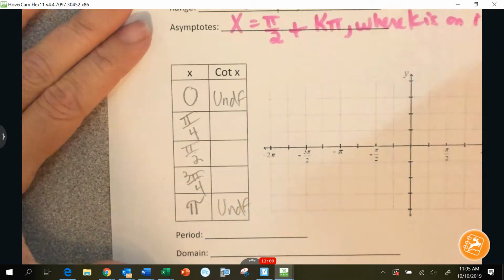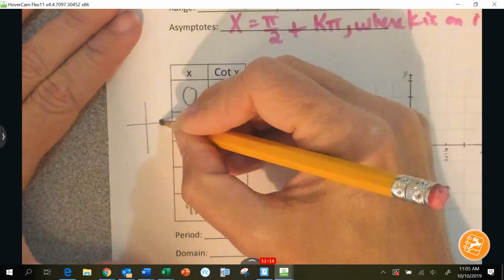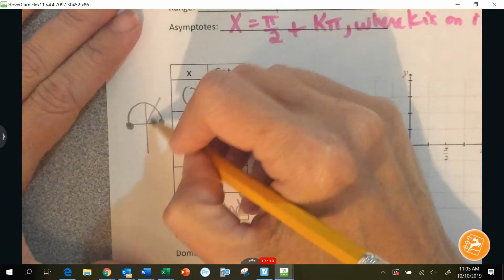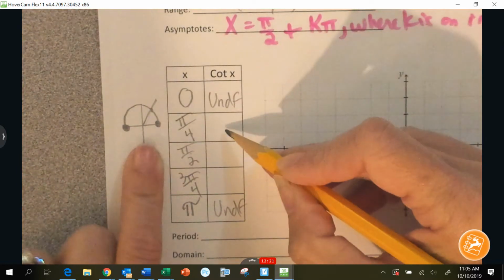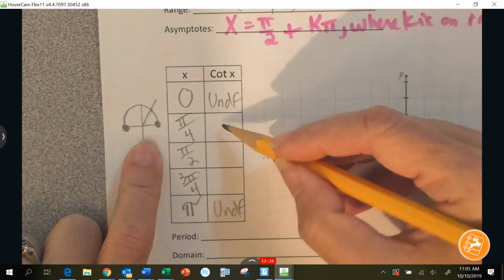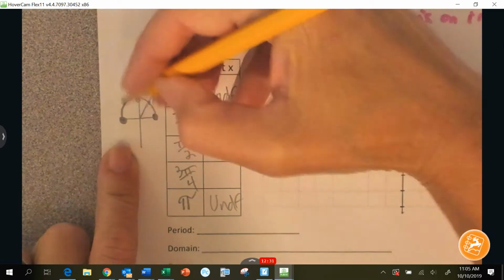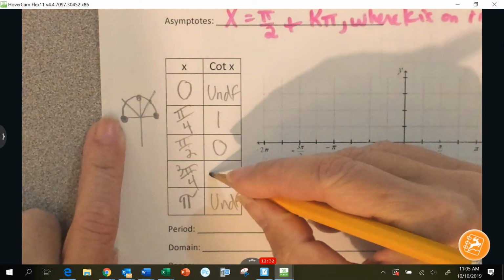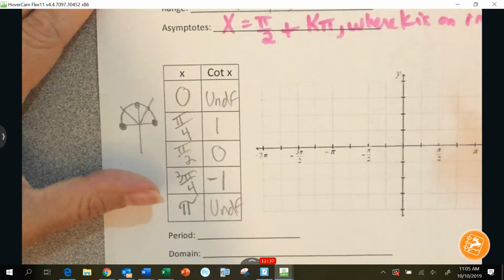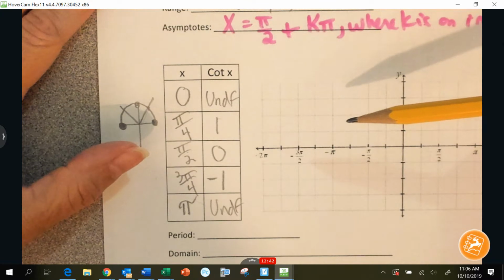And if I'm not looking at that table, if I'm just thinking about cotangent going from 0 to pi, my first one is at pi over 4. What is the cotangent of pi over 4? It's 1. At pi over 2, it's going to be 0. And at 3 pi over 4, it'll be negative 1. A lot of my students in the past will get cotangent and tangent confused because they look a lot alike, but they do have different values in different orders.